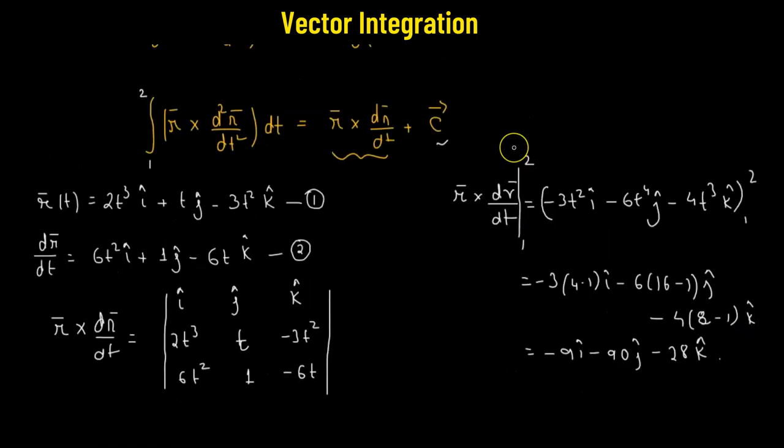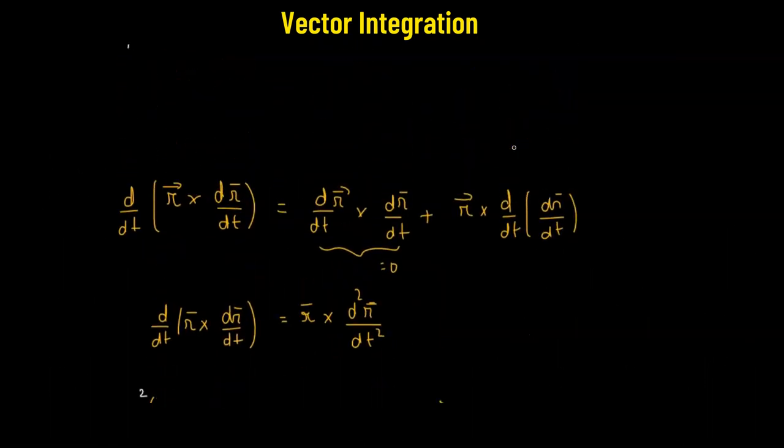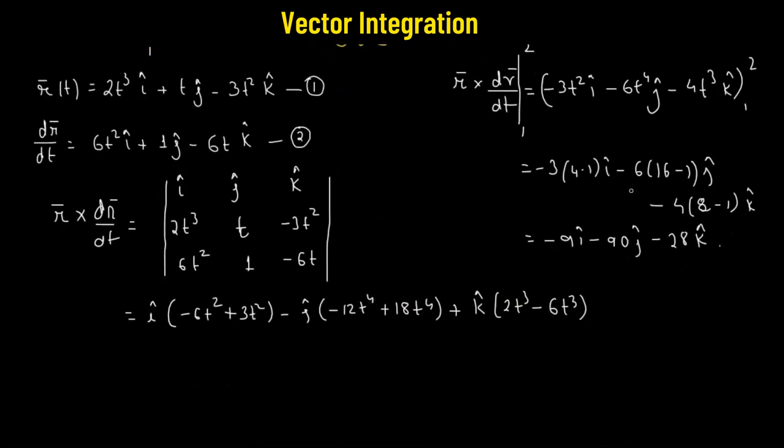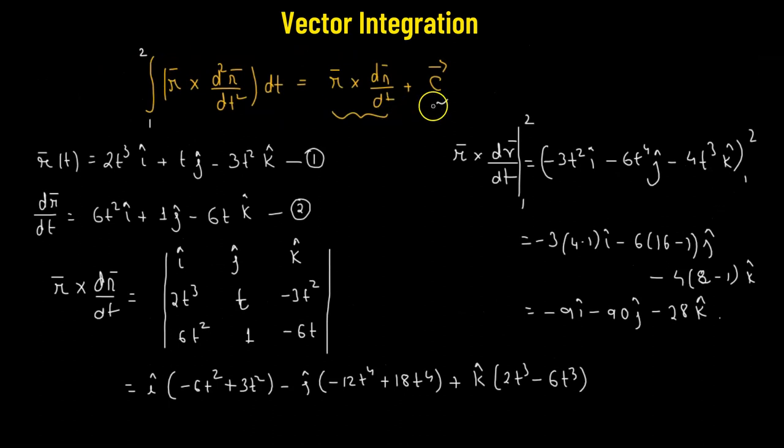So this was exactly what we obtained when we used the previous method, which is r vector crossed with the second derivative with respect to t, negative 9 i cap minus 90 j cap minus 28 k cap. And when we use this particular theorem, we also obtain the same result. So it's a choice. Whichever way you take, you should end up with the same result.